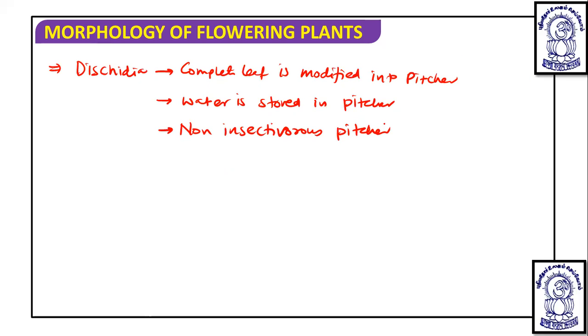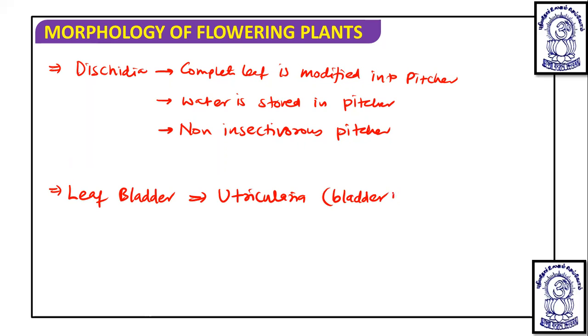Apart from this, the leaf get modified into a bladder-like structure. Then we call it as a leaf bladder. And leaf bladder are known to seen in one of the important example, that is Utricularia, which is also known as bladderwort. Okay, so this is the particular different modification of the leaf.